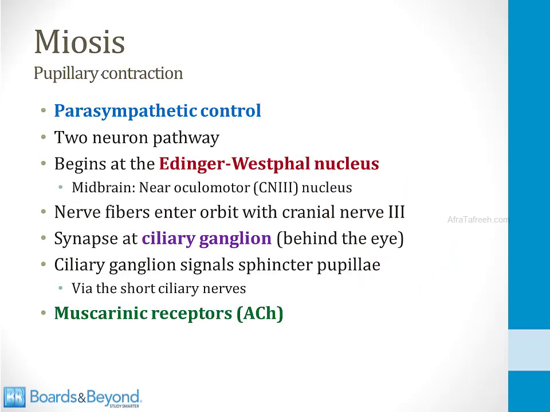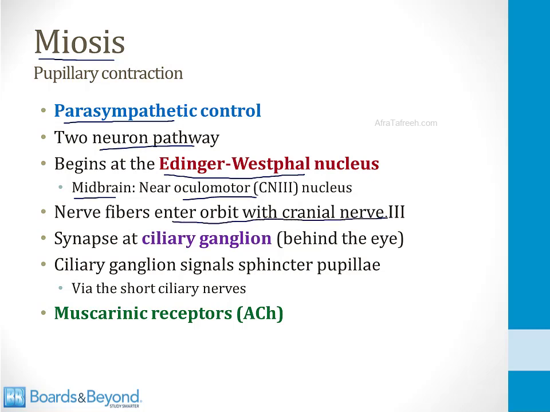Now let's talk about the neural pathways involved in the process of miosis, which is pupillary contraction or shrinking the size of the pupil. Miosis is under control of the parasympathetic nervous system, and it involves a two-neuron pathway that begins at a structure known as the Edinger-Westphal nucleus, which is found in the midbrain near the cranial nerve 3 or ocular motor nucleus. Nerve fibers from the Edinger-Westphal nucleus travel and enter the orbit together with nerve fibers from cranial nerve 3. They synapse at the ciliary ganglion, which is found behind the eye, and then ciliary ganglion cells signal the sphincter pupillae muscle via the short ciliary nerves. They use acetylcholine as a neurotransmitter acting on muscarinic receptors.